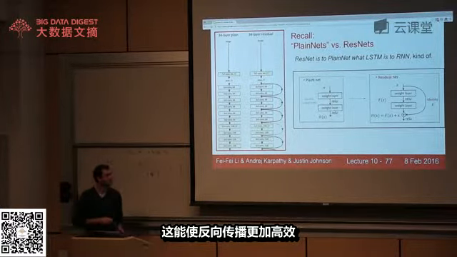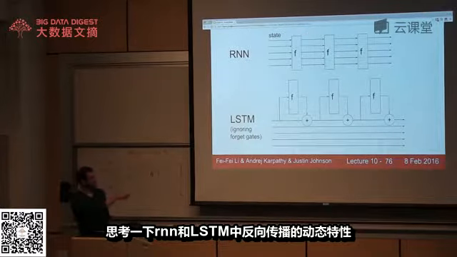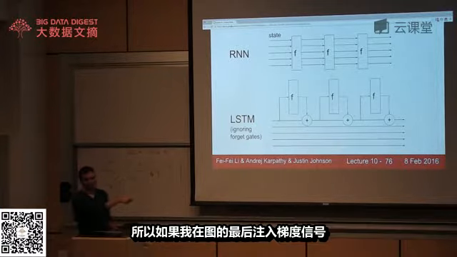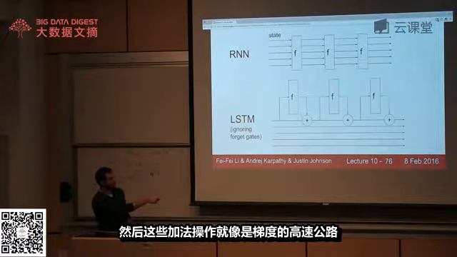backpropagate much more effectively. So to that point, think about the backpropagation dynamics between an RNN and an LSTM. Especially in the LSTM, it's very clear that if I inject some gradient signal at some time steps here, so if I inject gradient signal at the end of this diagram, then these plus interactions are just like a gradient superhighway here, right?